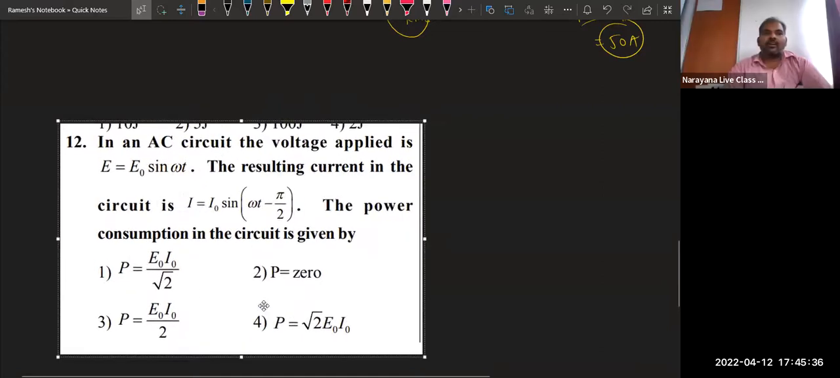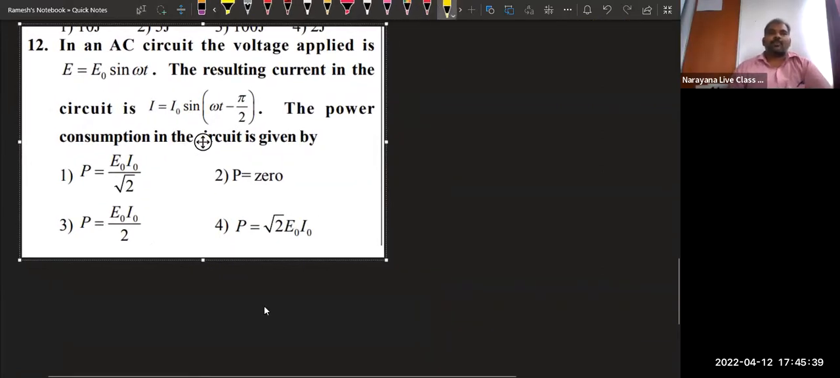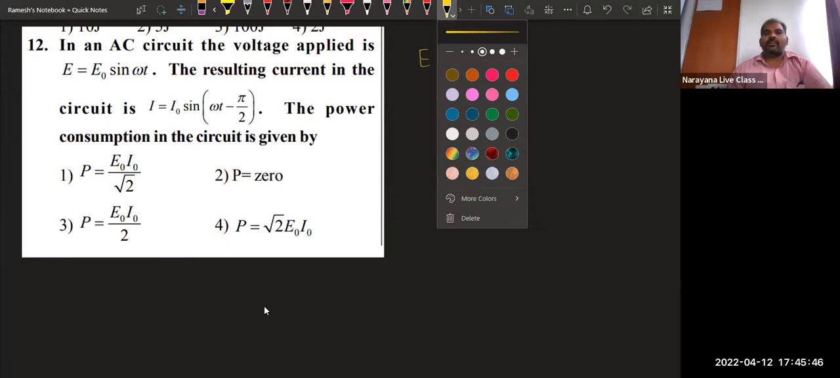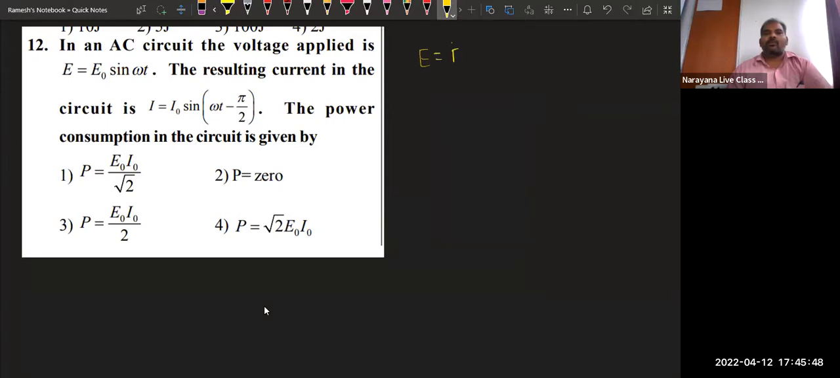See here, students, this is our next question. In an AC circuit, the voltage applied is equal to how much is given? Is equal to E naught into sine of omega t. And what is the total current? I mean, instantaneous current flowing in the circuit? I naught into sine of omega t minus pi by 2. Then the power consumption in the circuit given by how much is asking.